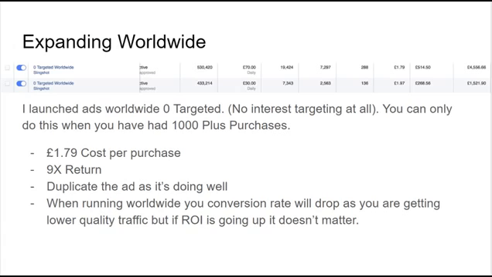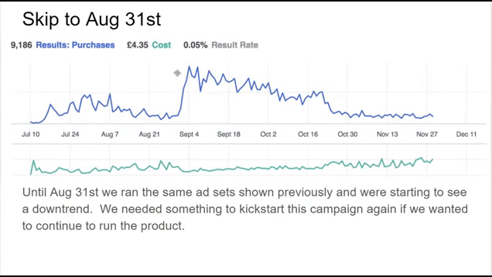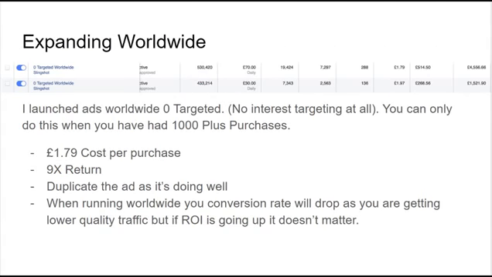So you can see here, these are the two campaigns that we launched. They're actually zero targeted, so there's no interest targeting at all. You can only really do this when you've got 1,000+ purchases, but you can see here we had hit well over 1,000 purchases before we jumped into this worldwide. So maybe if you don't have as many purchases but your product is doing well and you want to take it worldwide, just go worldwide, but still narrow it down. I could have thrown survival in there or camping in there, but we had enough purchases that the pixel knew who to target, so we just went zero targeted worldwide. And it just allows you to reach a ton of people, basically.